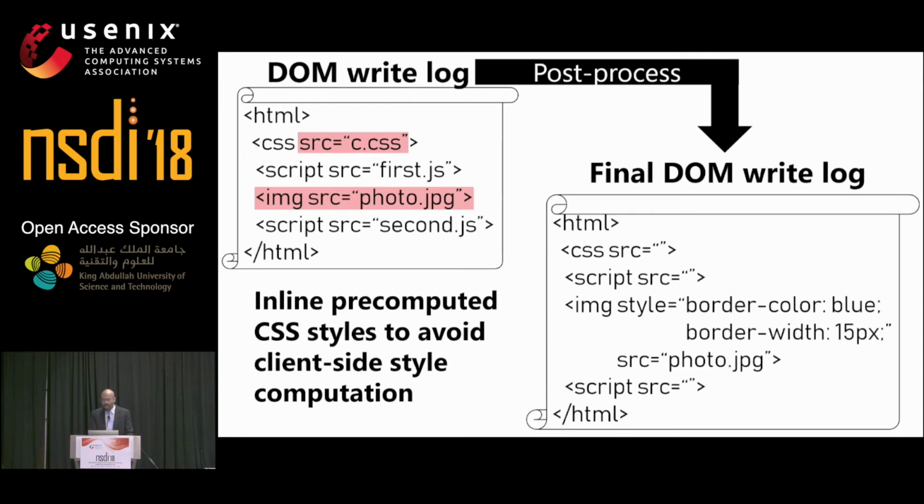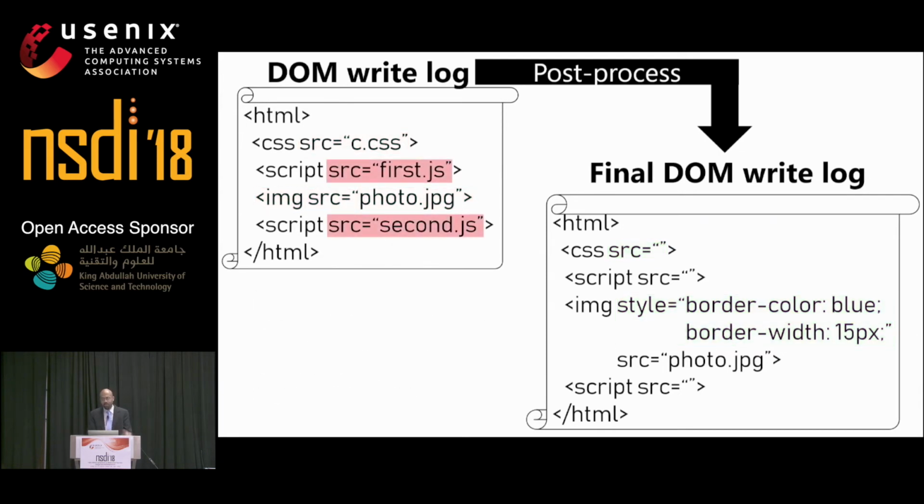So if we look on the right at the final DOM log, what we'll see is that the image tag has received inline CSS styles. So also note that Prophecy has set the source attribute for the CSS tag to the empty string, since the browser doesn't need to fetch that CSS file anymore. All the styles are inlined.